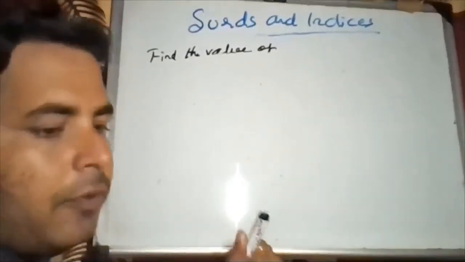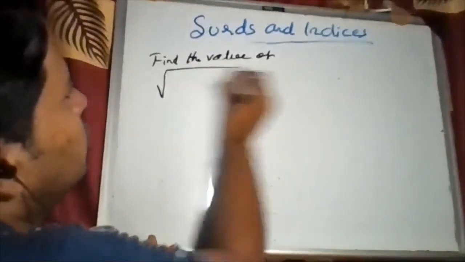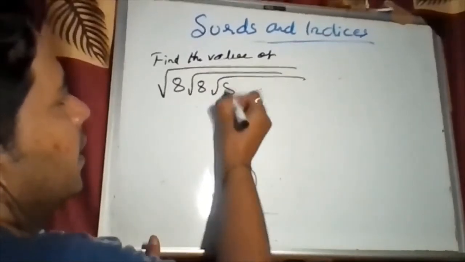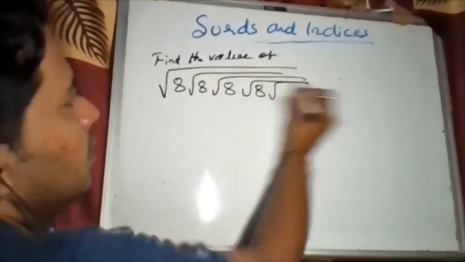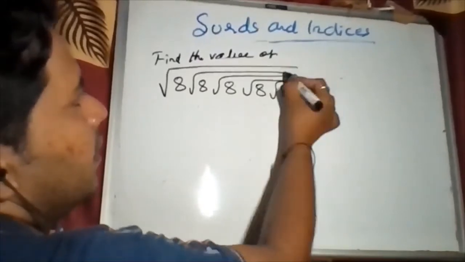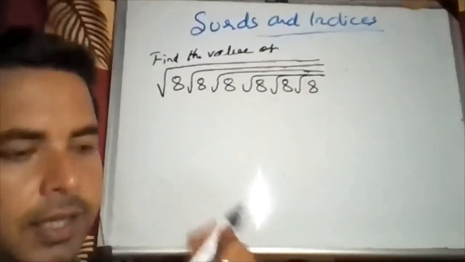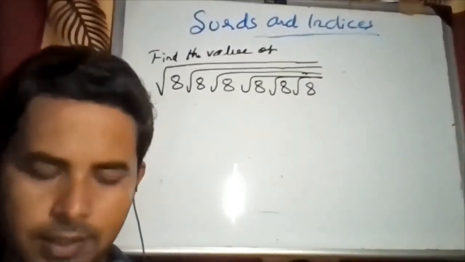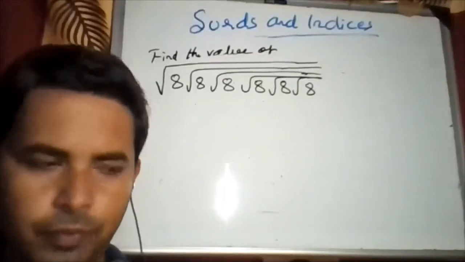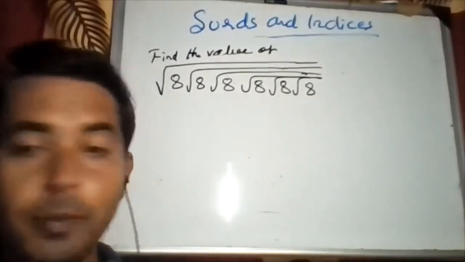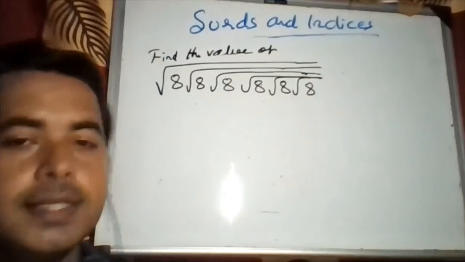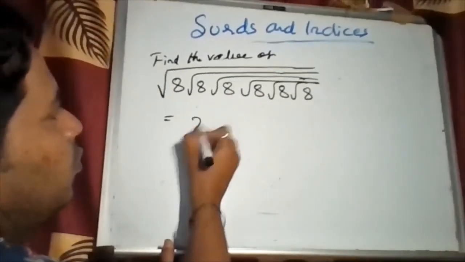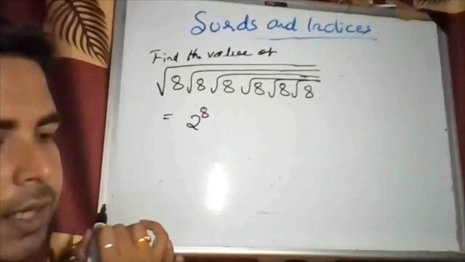I'll give one more. Find the value of square root of 8, 8, 8, 8, 8, 8. So here also 8 divides by 2 only. 4 into 2 or 2 into 4, but the smallest one is 2. How many 8s are there here? 6 8s are there. So just 6 8s means 2 raised to 6.